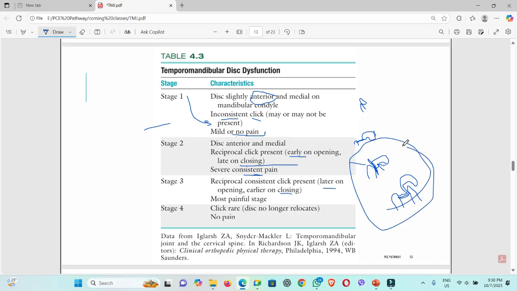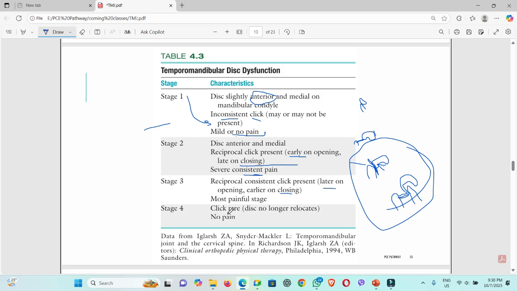This is how I understood, guys. Rather than mugging up, I thought in stage 1, the disc is too close. Stage 2, the disc is slightly more anterior. Stage 3, the disc has moved slightly further anterior, so that I could correlate this. Click early, late. I don't know if this is the actual thing or not. It helped me to remember. That's it.